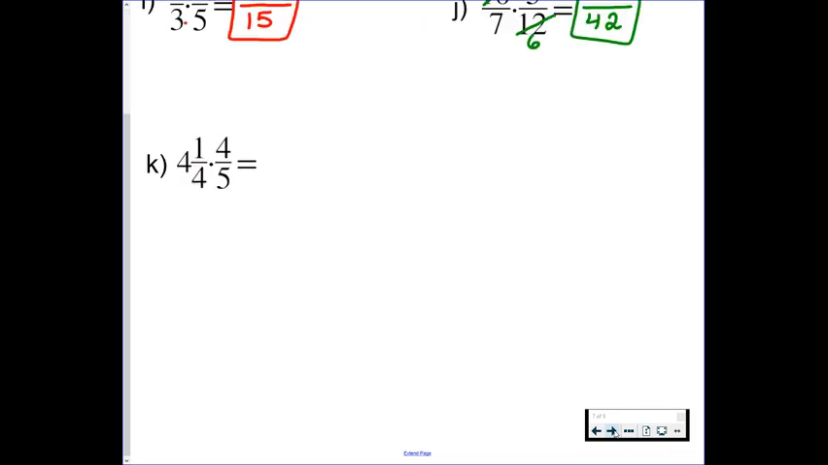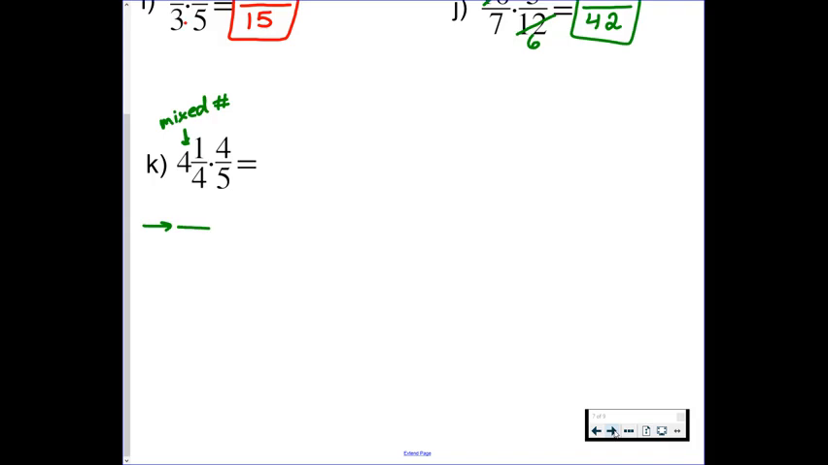All right, let's try another one of those. 4 and 1/4 times 4/5. Okay, notice how 4 and 1/4, this is a mixed number. So before I multiply, I'm going to actually change that back to an improper fraction, like what we did at the start of our notes.